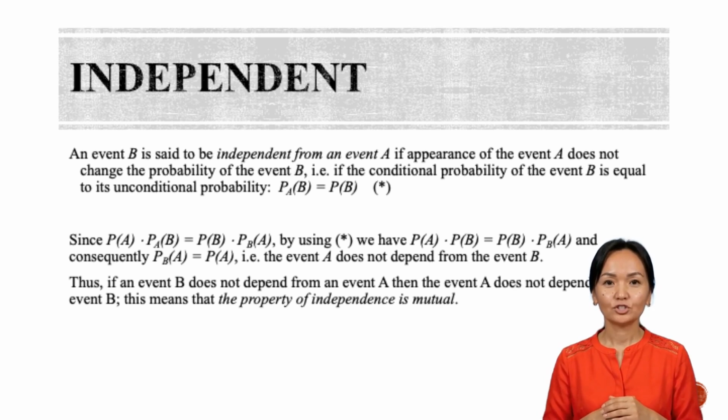Now, an important question arises. Is independence a symmetric property? The answer is yes, and this is a beautiful result that we can prove using the multiplication theorem. We know that the probability of both events occurring can be expressed in two equivalent ways. If B is independent from A, then the conditional probability of B given A equals the unconditional probability of B. Substituting this into our equation and simplifying, we get that the conditional probability of A given B equals the unconditional probability of A. This means that A is also independent from B.